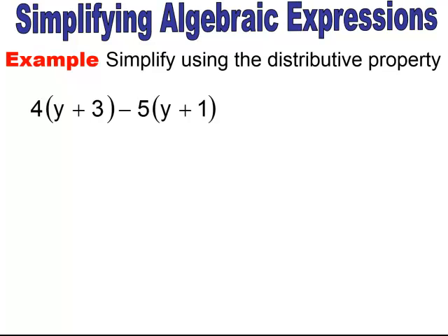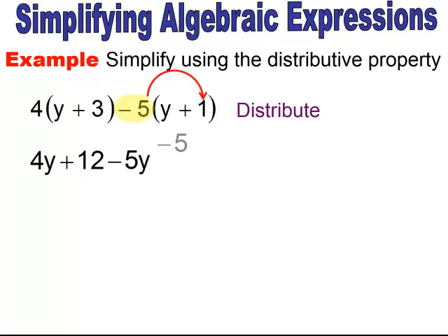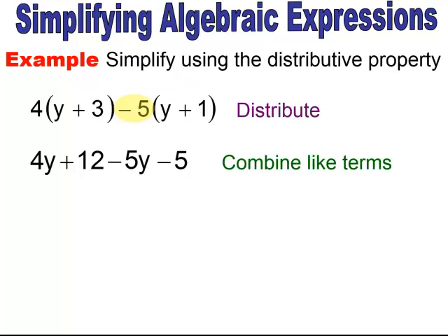And this next example, I have 2 distributive properties that I need to do first. So you want to make sure you do the distributive property. I get the 4y plus 12. But be careful here because you have to distribute a negative 5. So it's negative 5 times y is going to be a negative 5y. Negative 5 times positive 1 is going to be a minus 5. And now you're going to combine like terms. And again, 4y minus 5y will give me a negative y. And then positive 12 minus 5 will be plus 7.